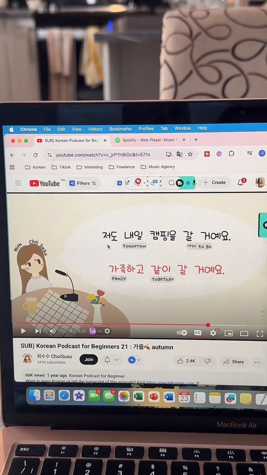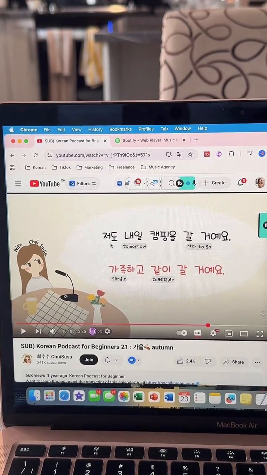So we have 저도. Does any of you guys remember what 저도 would mean? Oh, I just said the answer. Anyways, can you guys comment down below what 저도 would mean in English? Kind of, I said one of the two words. But comment down below what is the translation. 저도, what does that mean? I'm gonna give you 5, 4, 3, 2, 1.